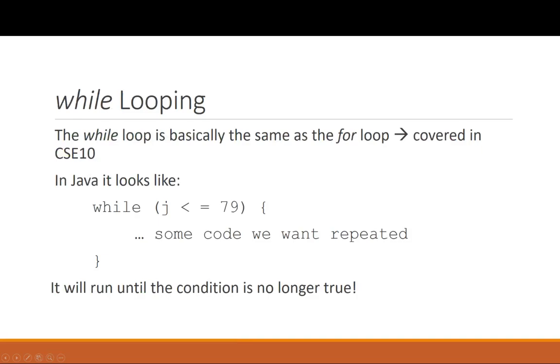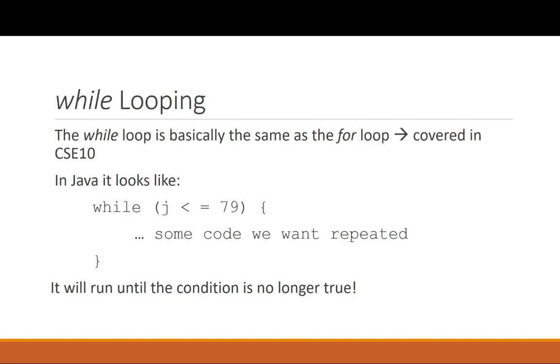While loop, basically the same as the for loop. Again, we covered this in Computer Science 10. In Java, this looks like this. So we have our condition: while j is less than or equal to 79, and then we have some code we want repeated, and it'll run until the condition is no longer true.